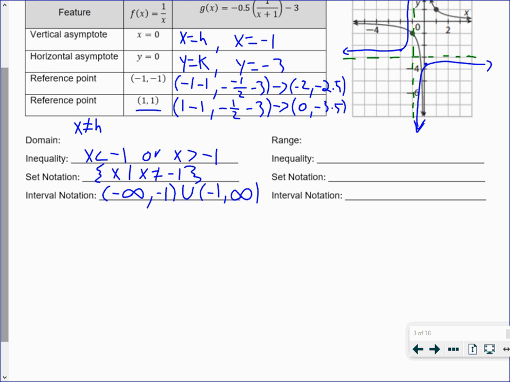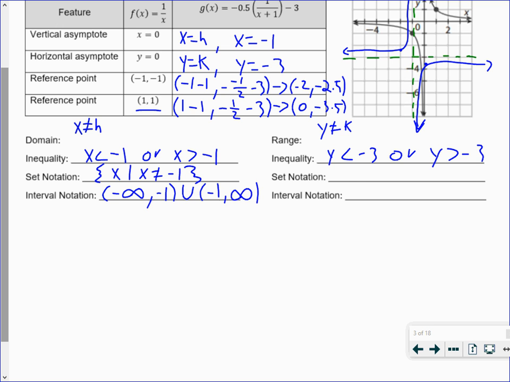Now for our range, it's going to be very similar to our domain. It's every y value other than when y equals k. So our k value here is -3. So our inequality is y is less than -3, or y is greater than -3. y is less than k, or y is greater than k.